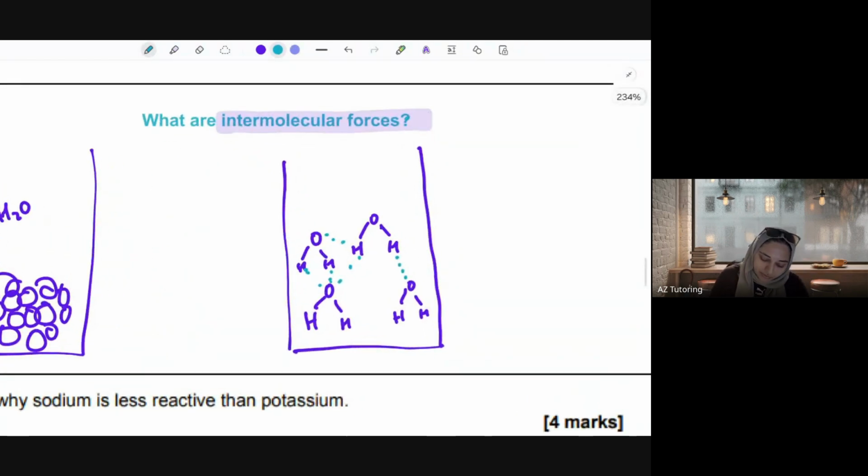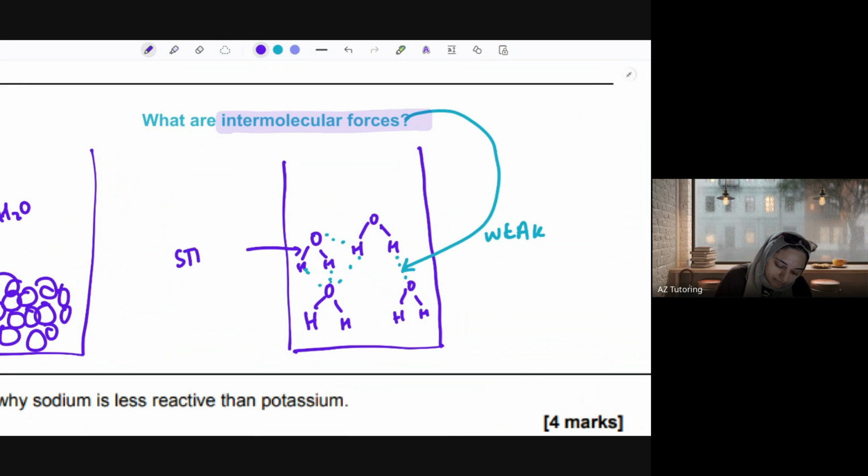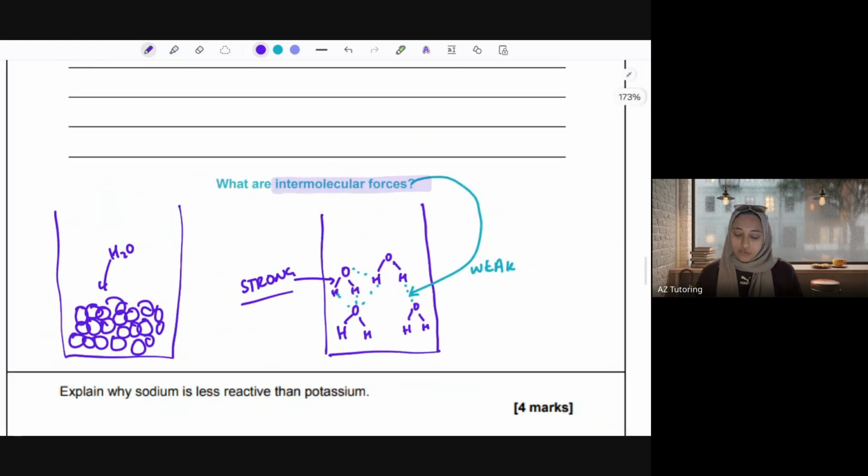So these here are the intermolecular forces which are weak. However, the actual covalent bond is strong. So make sure you understand that comparison between intermolecular forces being weak, but the covalent bonds being strong. That's the reason why we've got giant covalent structures like diamond, like graphite, like silicon dioxide. They're all strong because they've just got the strong covalent bonds that are repeating.